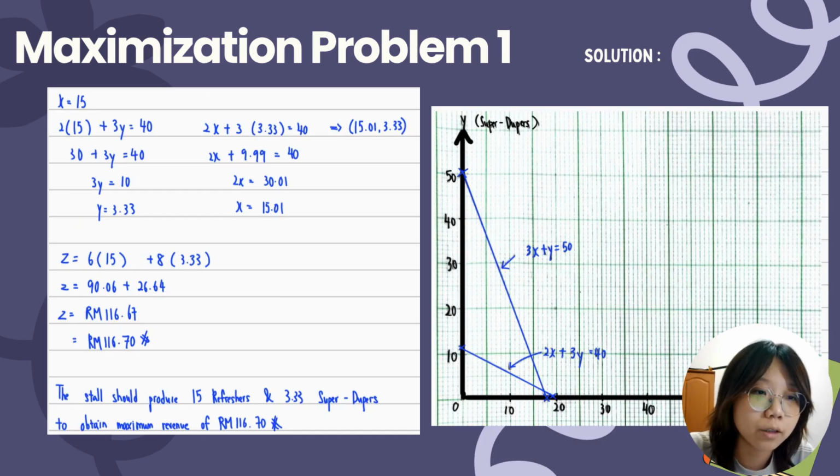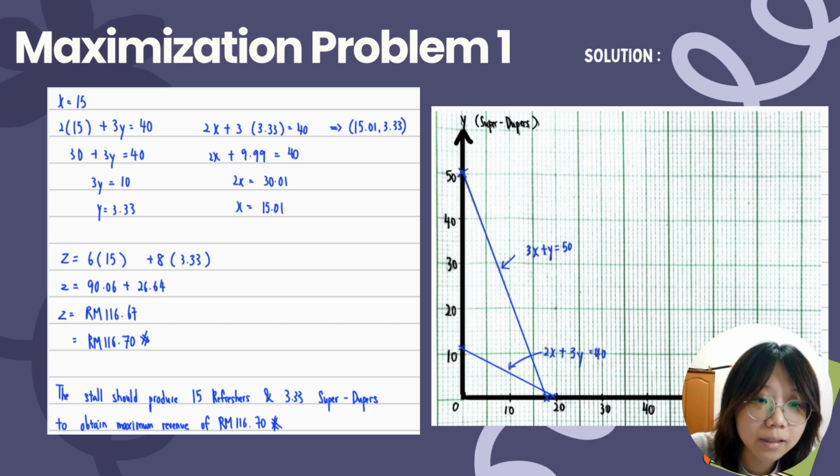Then we draw the graph for all constraints. Each equation is drawn as a straight line, and we find the intercepts to help draw the line. The feasible region is the area that satisfies all the constraints. Next, we identify the corner points from the graph.